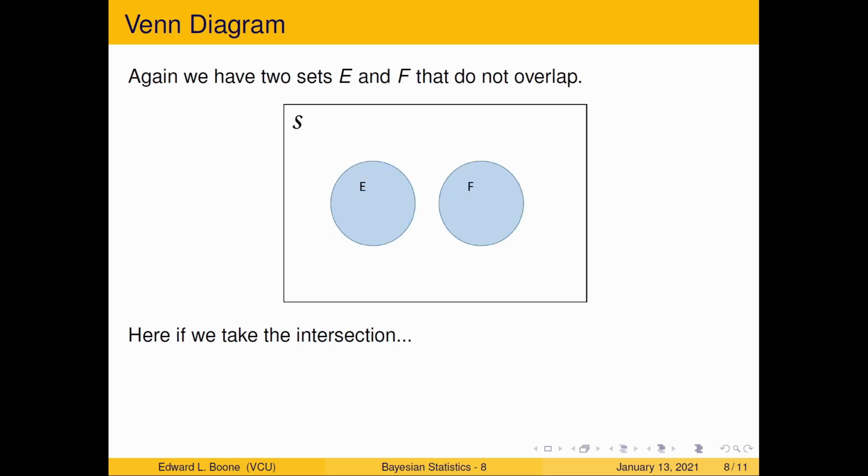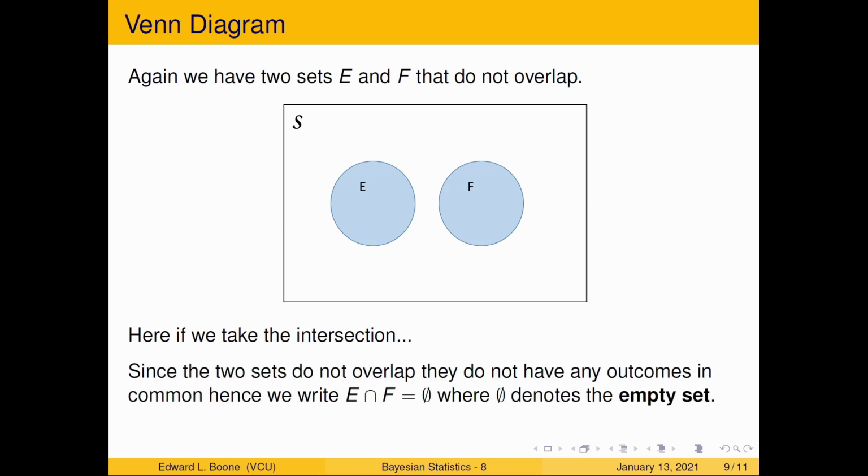Okay, so here's our picture again. We have E and F that don't overlap. What if we take the intersection? What do they have in common? Well, you look at that and you'd say, they have nothing in common, which is true. Since they don't overlap, they don't have any outcomes in common. So we'd write E intersect F is equal to this symbol here, which is the empty set. Okay, so if you see this symbol here, it's the empty set, which is the set that has nothing in it. And we need this because of this situation right here.